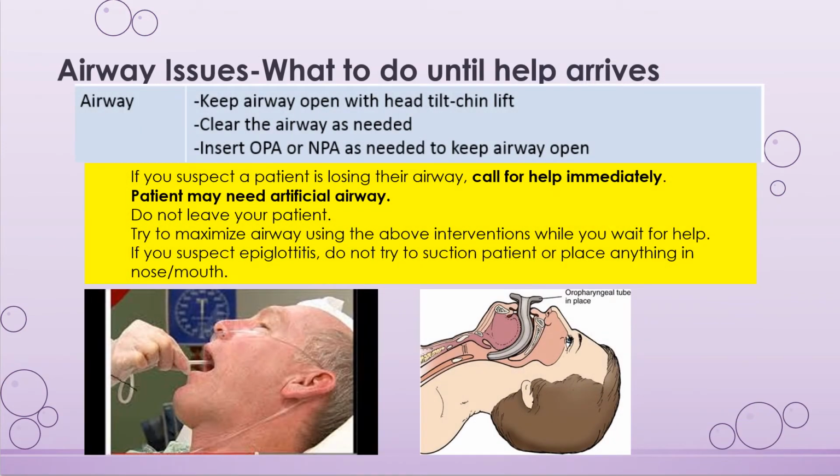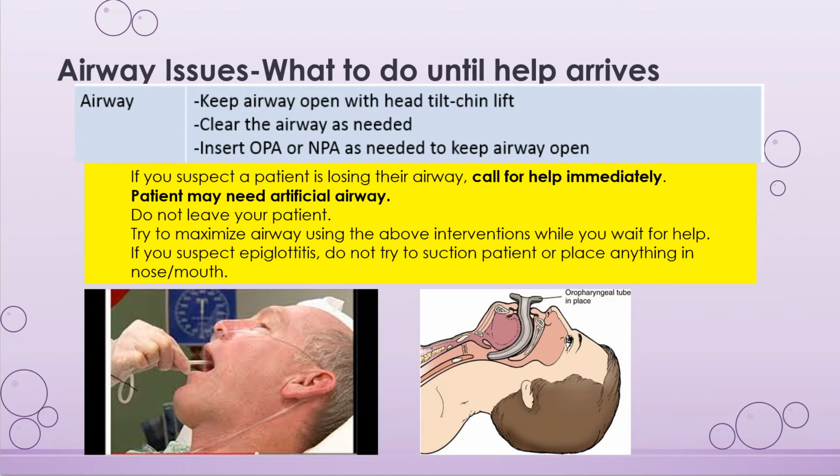So airway issues, what do you do to help arise? If we have an airway issue, we're calling for help, and then in the meantime, we're going to try and keep this guy alive, right? So we're going to keep the airway open with a head tilt, chin lift, unless they have some kind of neck injury or suspected neck injury, or spinal cord injury. If that happens, we're going to use the jaw thrust.